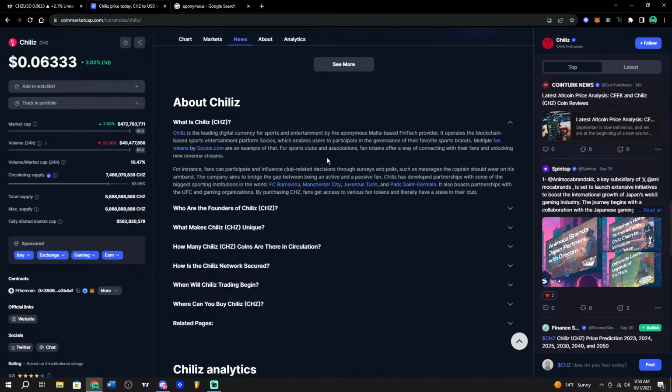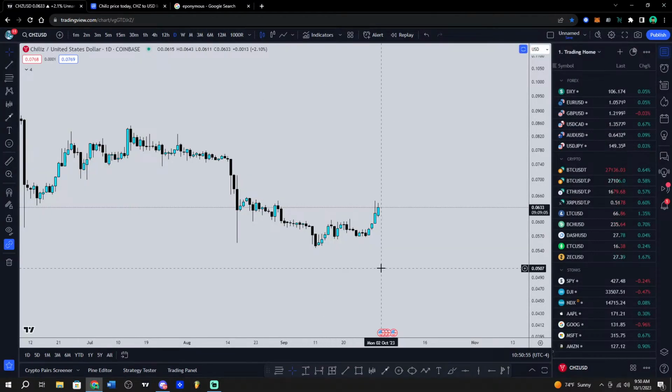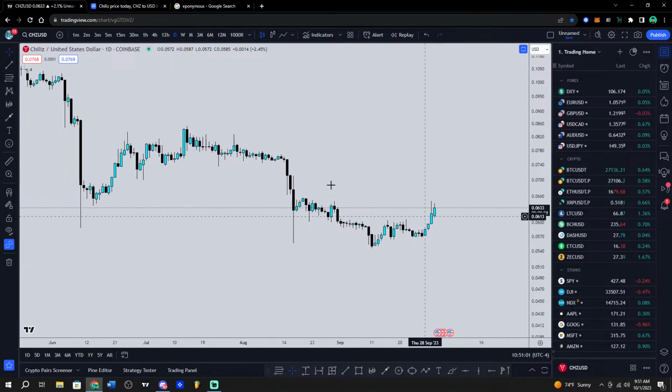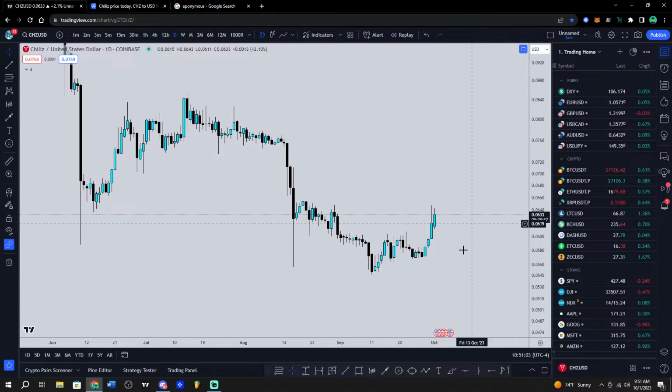Chili's has developed partnerships with some of the biggest sporting institutions in the world, such as FC Barcelona, Manchester City, Juventus. Soccer stuff. But still, soccer's huge, especially Barcelona and Manchester United. So yeah, and it's looking like it's having a nice little day here.